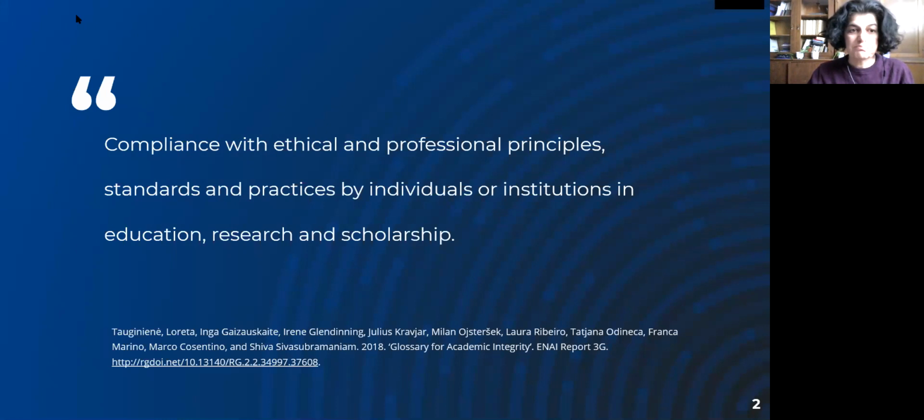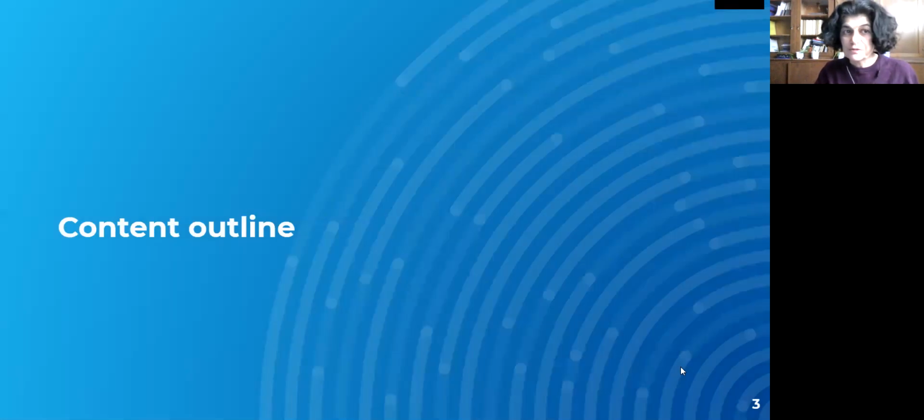So this is the basic definition of academic integrity, and it also applies to research integrity. You have to comply with certain ethical and professional principles. All kinds of stakeholders, individuals, institutions have to comply to these principles, and these principles apply to education, research, and scholarship. And what I will try to explain today is that they have to apply throughout the research cycle.